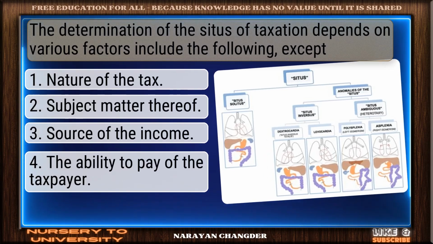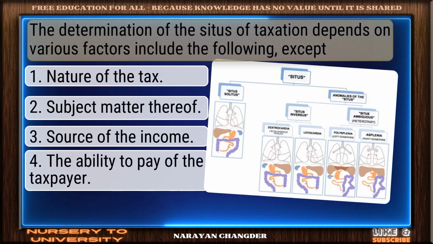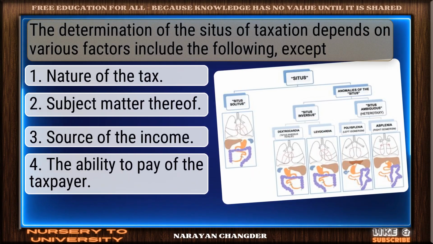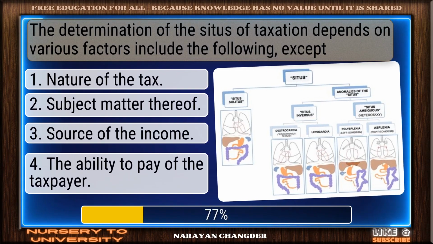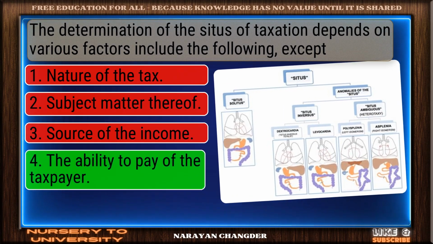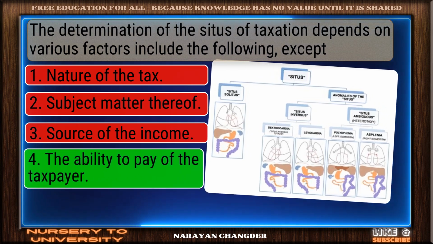The determination of the status of taxation depends on various factors, including the following, except. Smart pick. The ability to pay of the taxpayer is the correct choice.